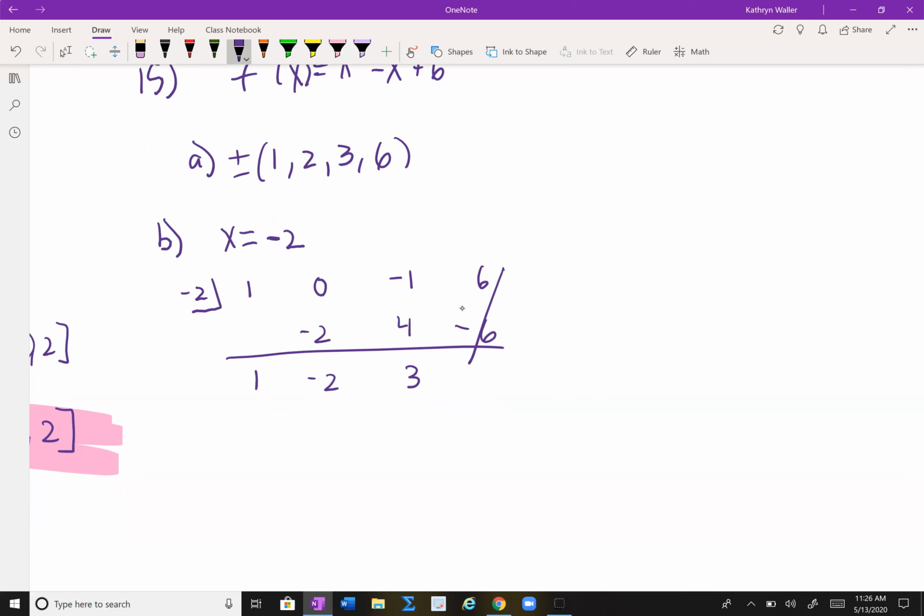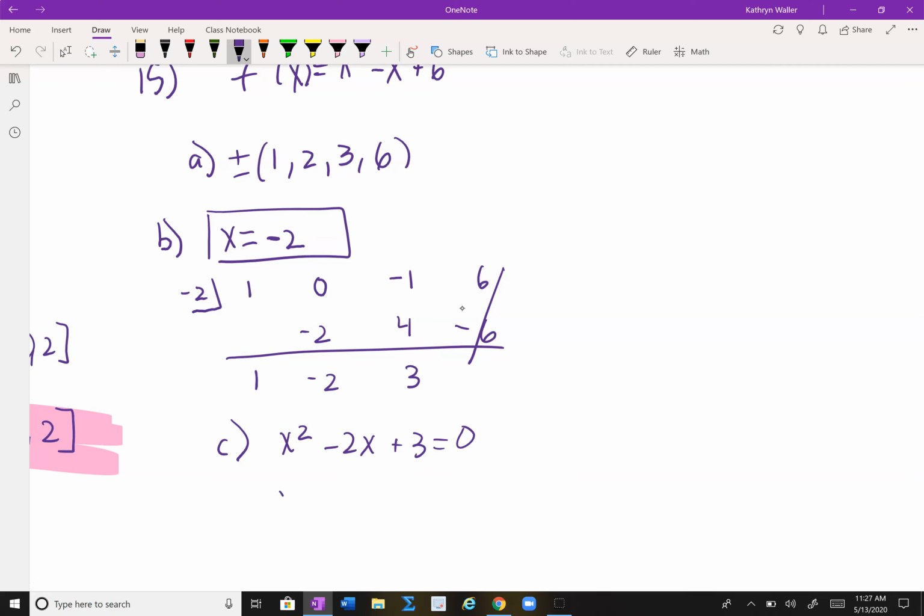This was an x to the third, so this is a squared. So I have x squared minus 2x plus 3 equals 0. And I can see that that's not going to factor. So part B is done. And then part C would be down here.